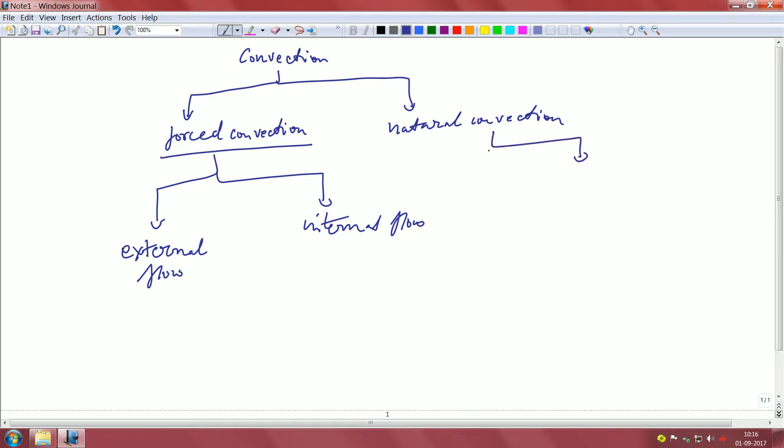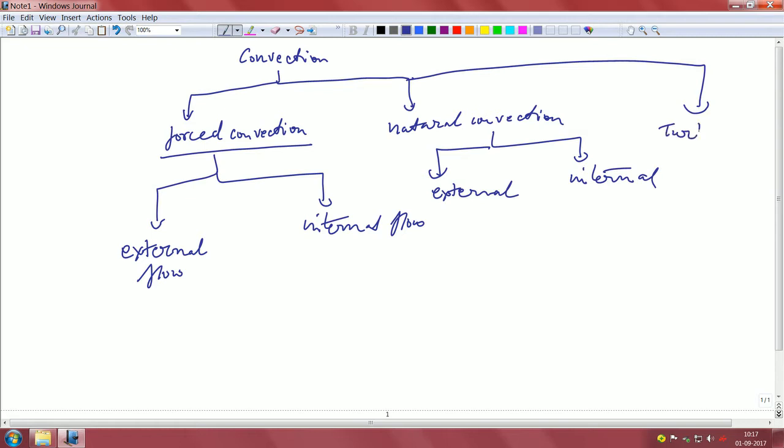Similarly, natural convection will also have two parts. We can have external, and you can also have internal. And then we are going to look at turbulent convection. That will give you an idea of how the course will be structured. We have already covered our stage 1, the conservation equations, because these conservation equations form the basis of any subsequent work that we are going to do.